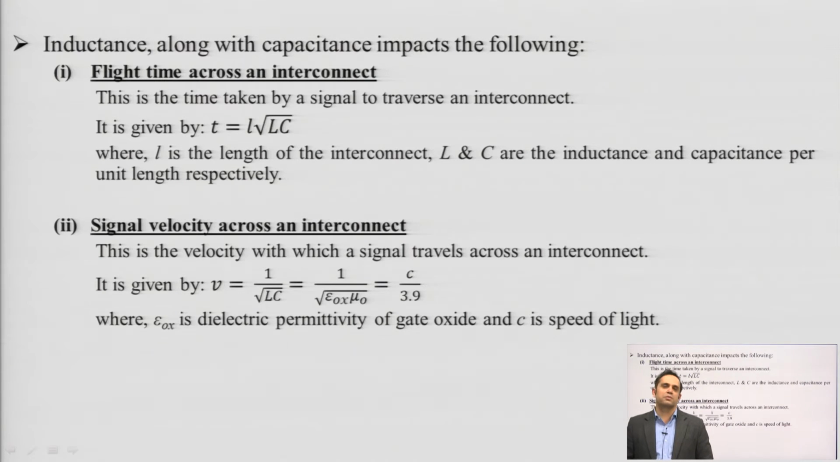Mu naught we have seen on the previous slide is the magnetic permeability of the free space, and epsilon ox is the dielectric permittivity of the gate oxide. So, depending upon the material you use for the gate oxide for MOSFETs, it is going to have a certain dielectric constant, and that is going to decide the value of its permittivity. Okay.